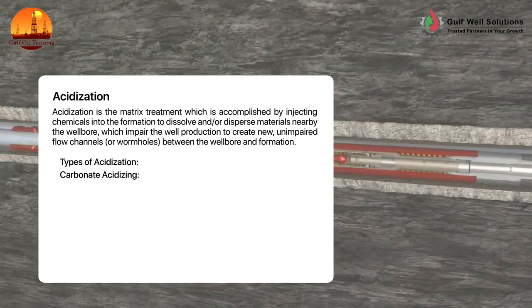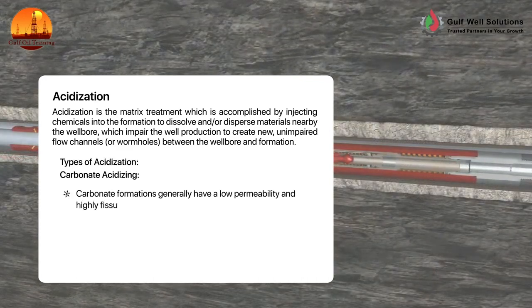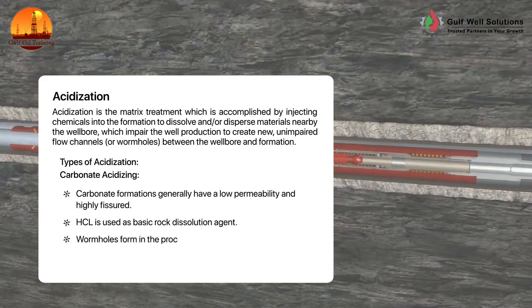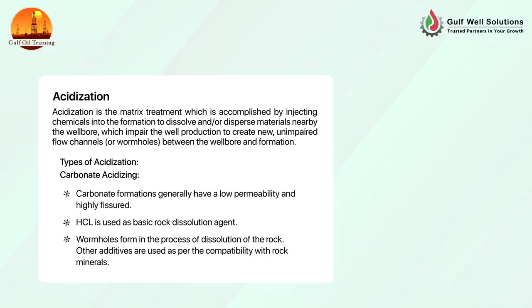Carbonate acidizing. Carbonate formations generally have a low permeability and are highly fissured. HCl is used as the basic rock dissolution agent. Wormholes form in the process of dissolution of the rock. Other additives are used as per the compatibility with rock minerals.